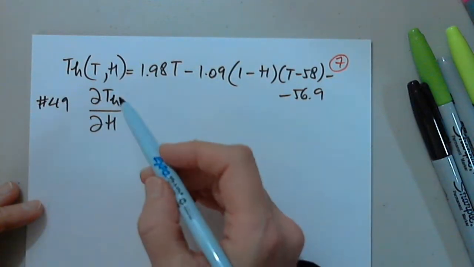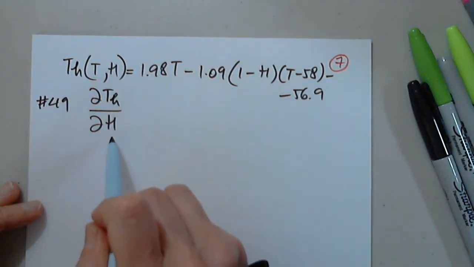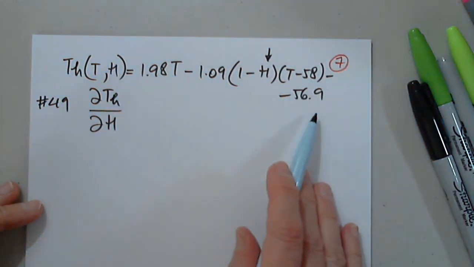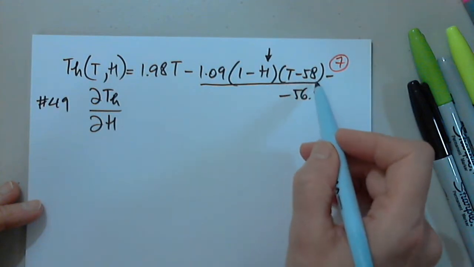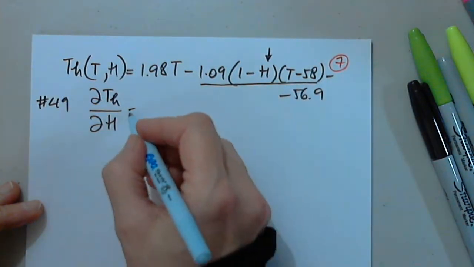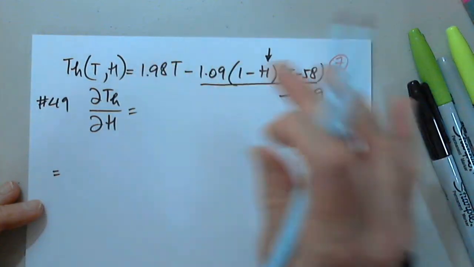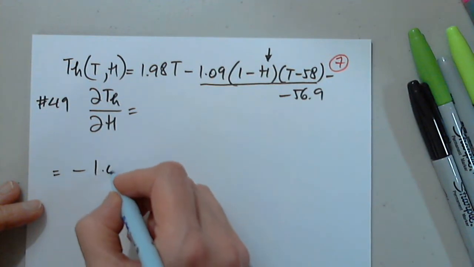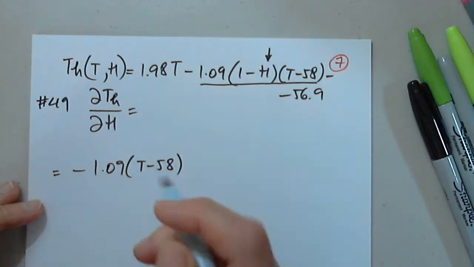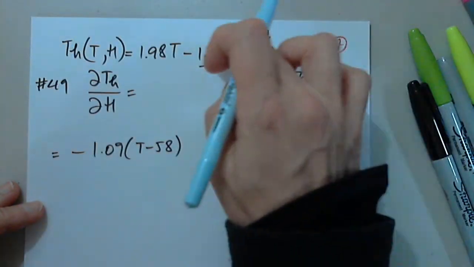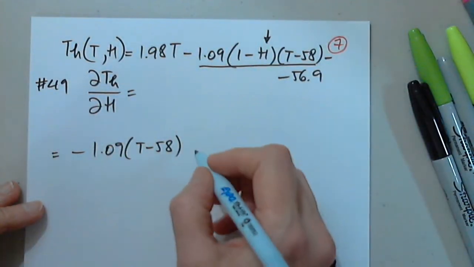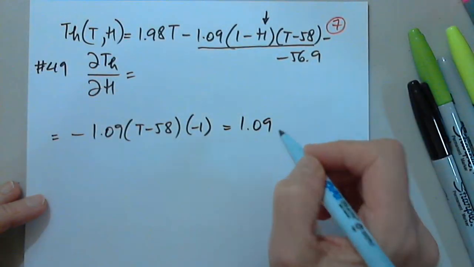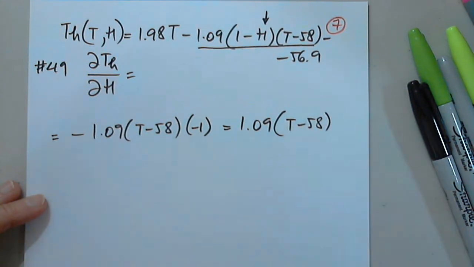It doesn't really matter. We want to differentiate with respect to h only. So this is the only variable. This is a constant, this is a constant. So this is the only thing I need to differentiate carefully. This prime is 0, this prime is a constant, it's 0. So these two are constants, so I'm going to put them in front. And then simply differentiate this, because this is a constant, it stays in front. When I differentiate this, I get -1. And this is it. So this is 1.09 times (t minus 58).